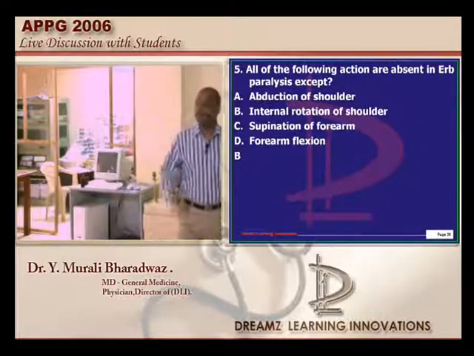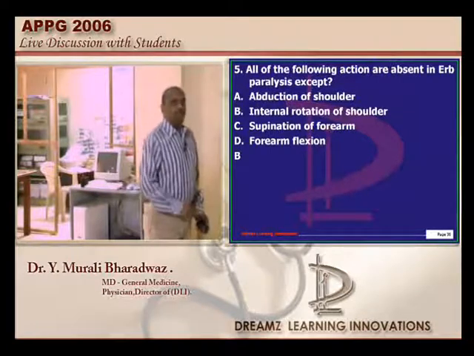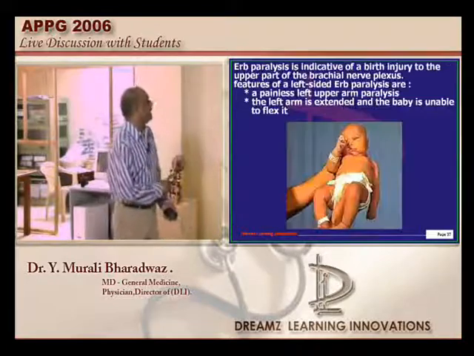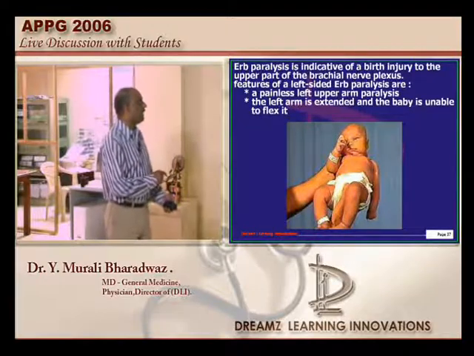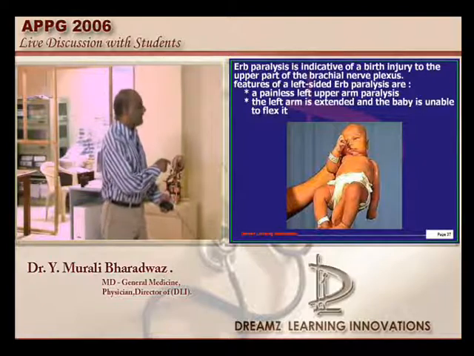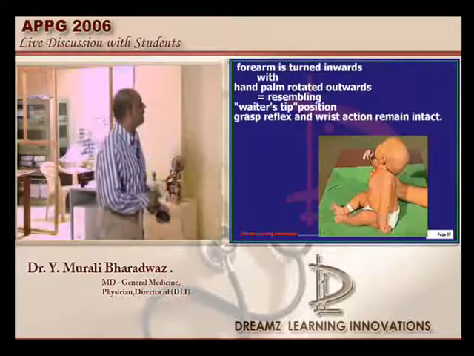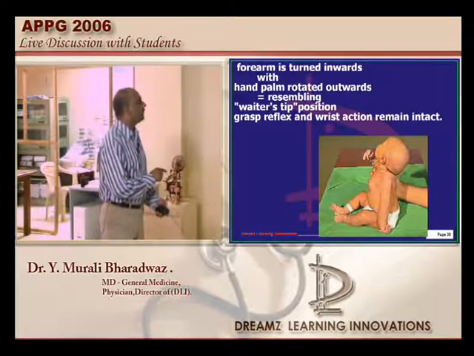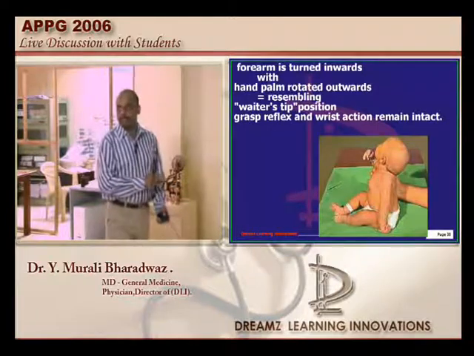Erb's paralysis. Is it the upper or the lower brachial plexus, doctor? Upper. Wonderful. Now you need to know the porter's tip position, then you can answer this question very easily. In this illustration you can see a painless left upper arm paralysis, and the left arm is extended and the baby is unable to flex it. Also the forearm is turned inwards with the palm rotated outwards, resembling the waiter's tip position, which needs to be remembered.